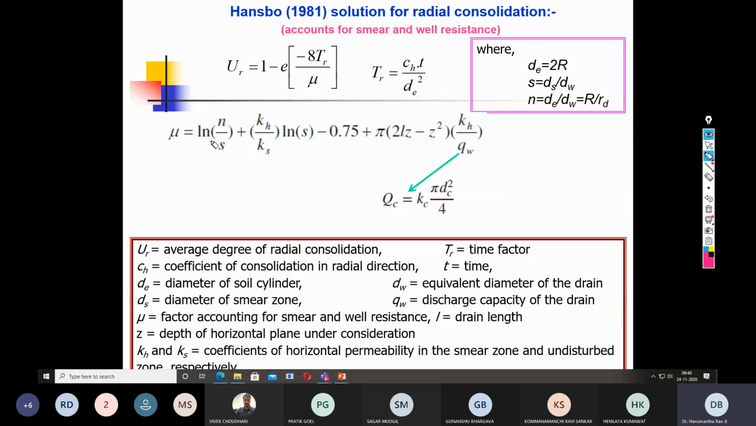So mu is equal to ln. We have also seen this kind of equation in the previous slide also. But the Hansbo equation is very familiar as compared with any other. And these are the definitions of the different terminology, and you can see all the parameters have been defined here.